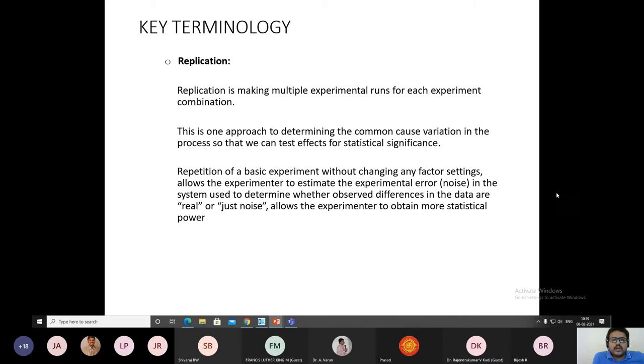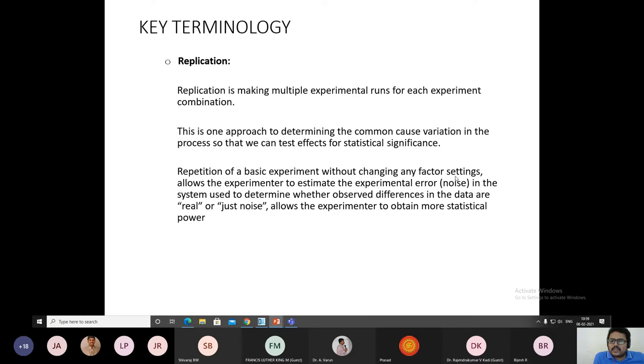So this is one approach for determining the common cause variation in the process so that we can test effects for statistical significance. So, repetition of a basic experiment without changing any factor setting. We generally do each experiment three times when you want to statistically analyze data, when you want repeatability, and when you want to identify experimental errors such as noise. We generally prefer to do each experiment thrice.